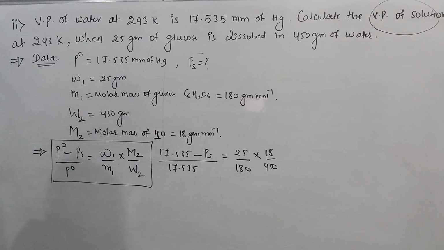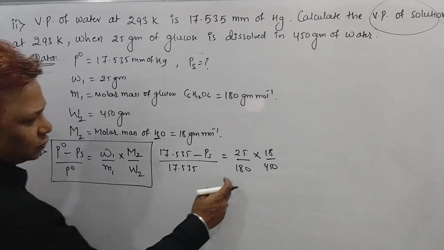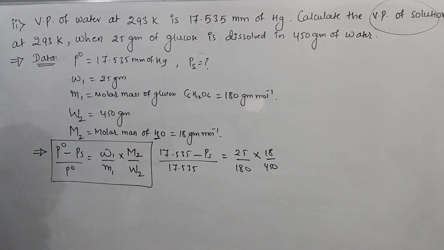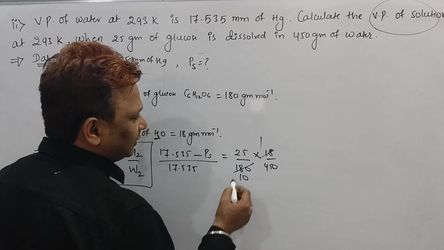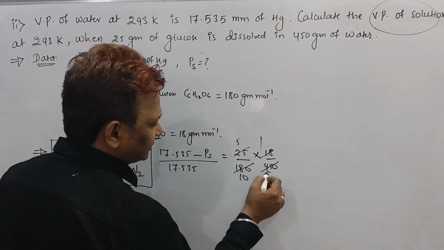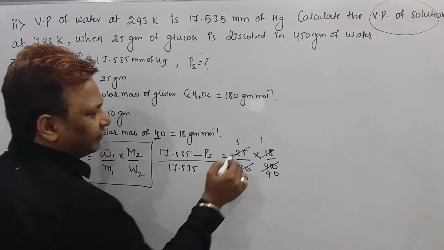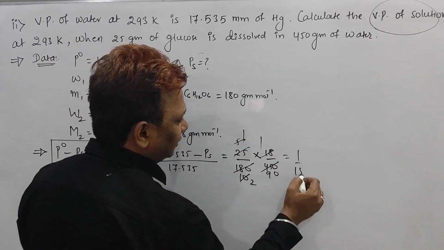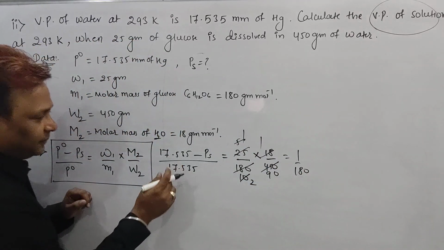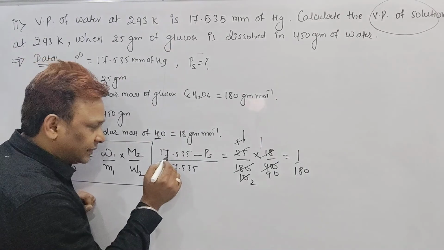If you solve here, this goes to nearly 1 by 180, because 18 ones are 18, it becomes a 10, right? 5 5s are 25, 5 9s are 45, 5 1s are 5, I got it. And now this one, how can it be solved?